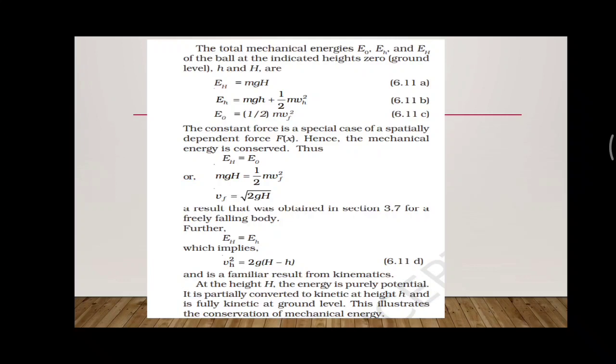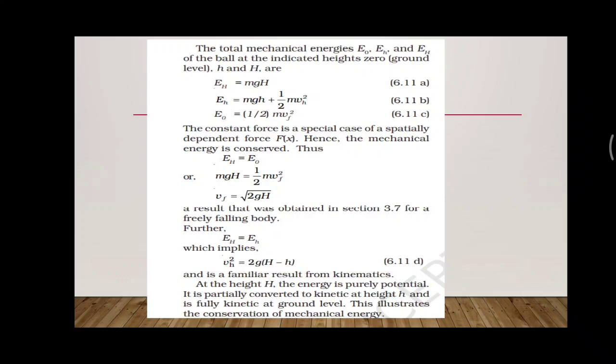Sorry, E0 is the energy at the ground point just before hitting the ground. E small h is the energy at a point at a height of small h, and E capital H is the mechanical energy at the point of height capital H. And before that one, the height at small h.